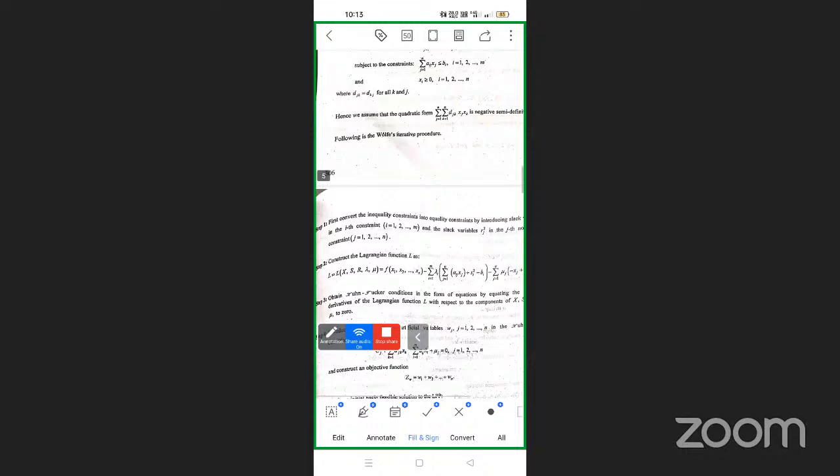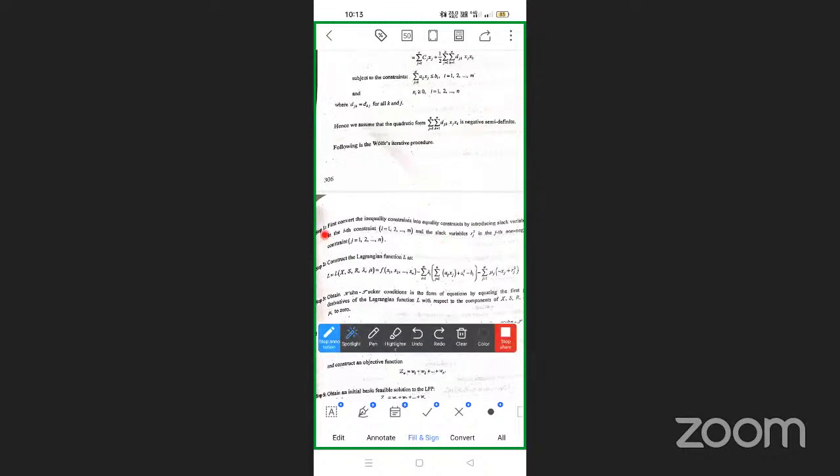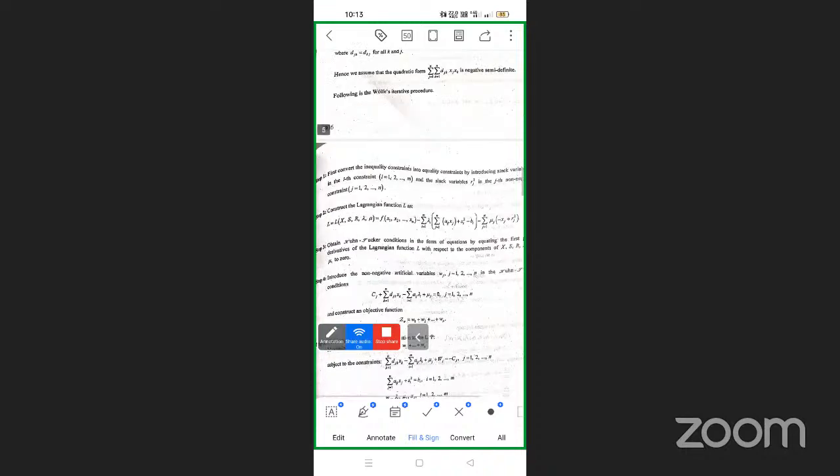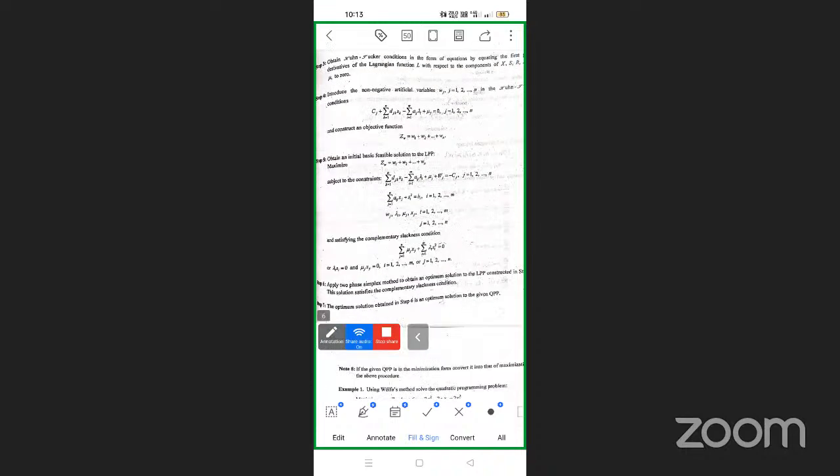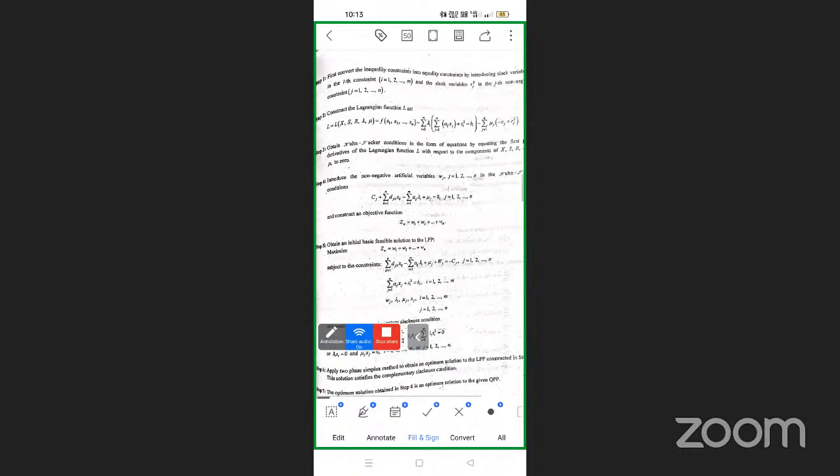So these are the steps. First, convert the inequality constraints into equality constraints by introducing slack variables: si square in the ith constraint and the slack variable rj square in the jth non-negative constraint. So these are the steps involved in the Wolfe method. Now directly to an example, which is very simple.